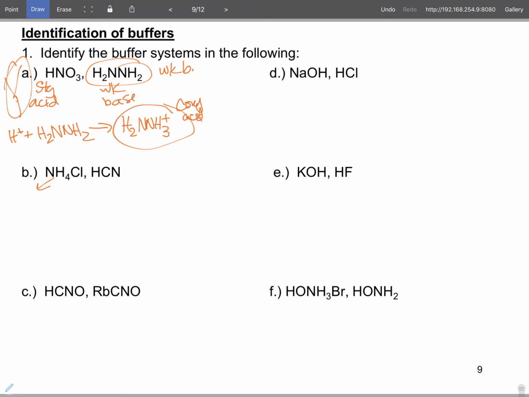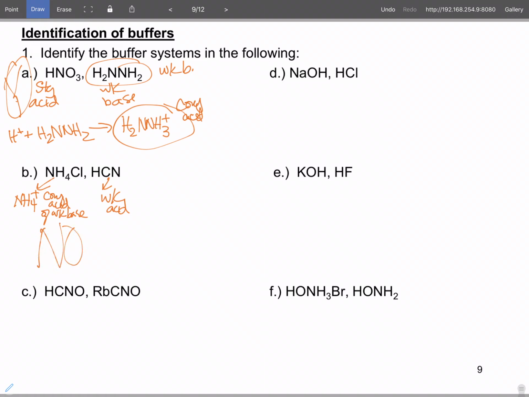Okay, so let's go down here. This one is NH4 plus, and this one's HCN. So this is the conjugate acid of a weak base, and this is a weak acid. A conjugate acid and an acid are both acids, so this cannot be a buffer.